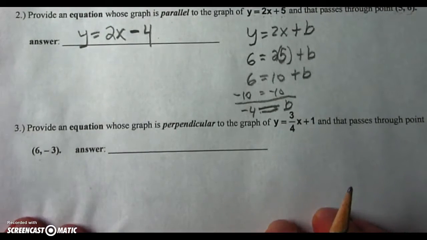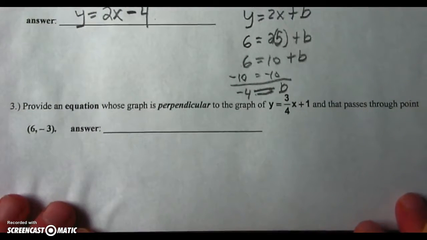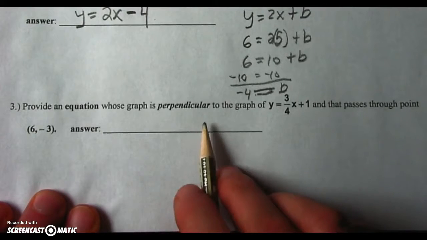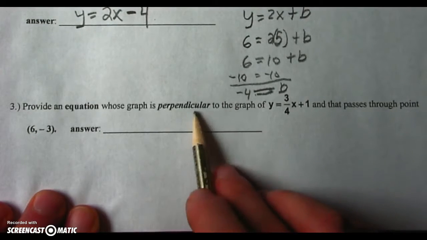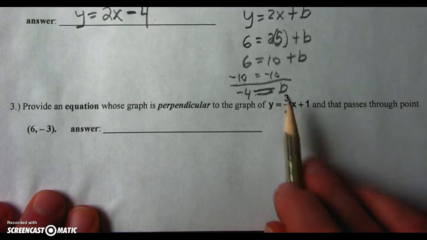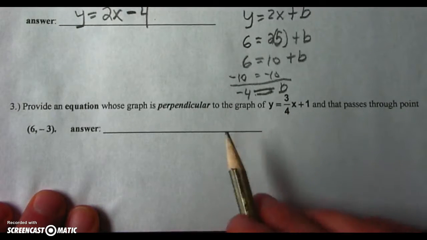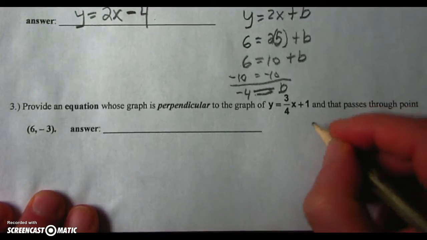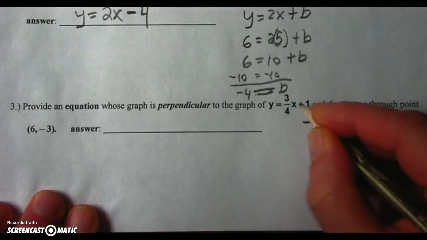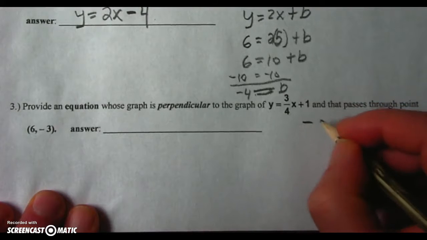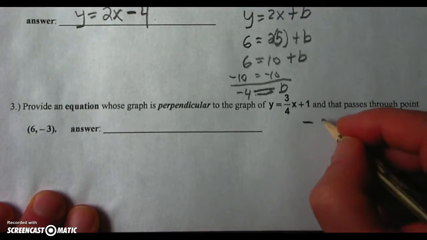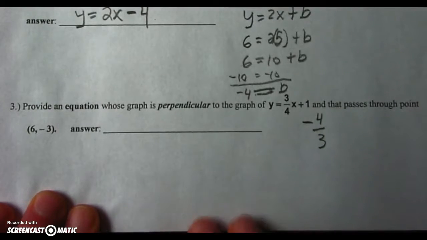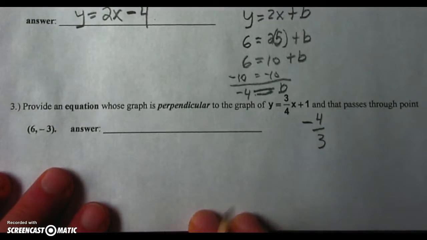Now the next one's a little bit different. The next one says, provide an equation whose graph is perpendicular. Now perpendicular, we have to look at that slope, and remember perpendicular lines have slopes that are negative reciprocals of each other. So the negative reciprocal of 3/4 is negative, because this is positive. We give it the opposite sign, negative, and then the reciprocal, we turn the fraction on its head. So this becomes 4/3. So that's the slope of our new line.